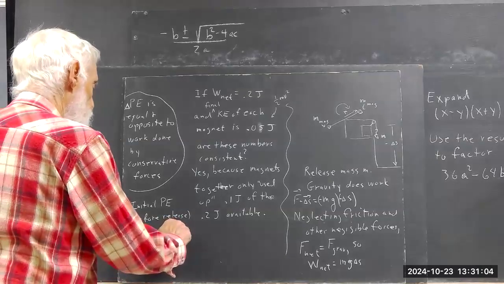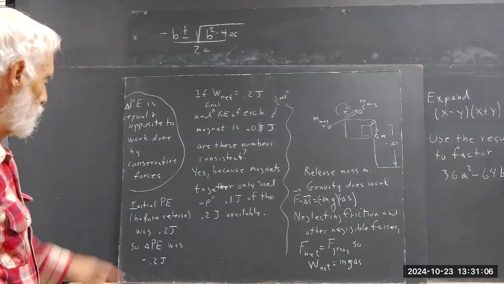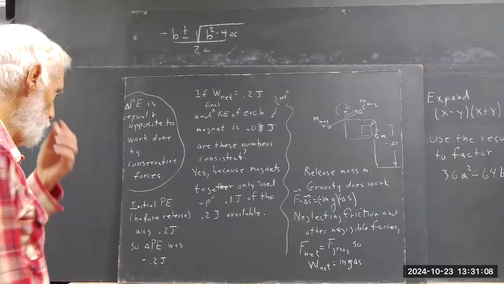Initial potential energy was 2.2 joules. The change in potential energy was negative 2 joules.